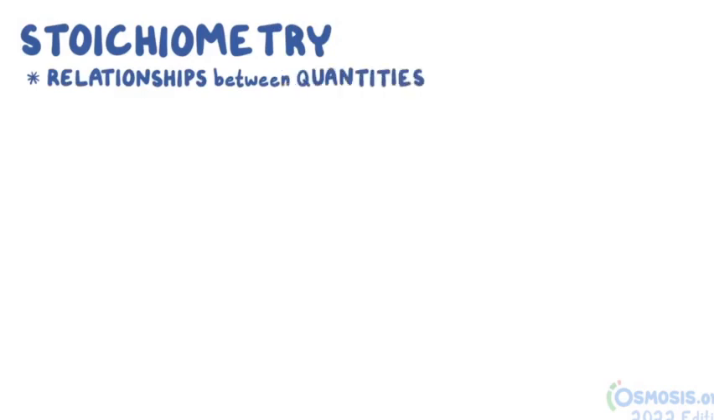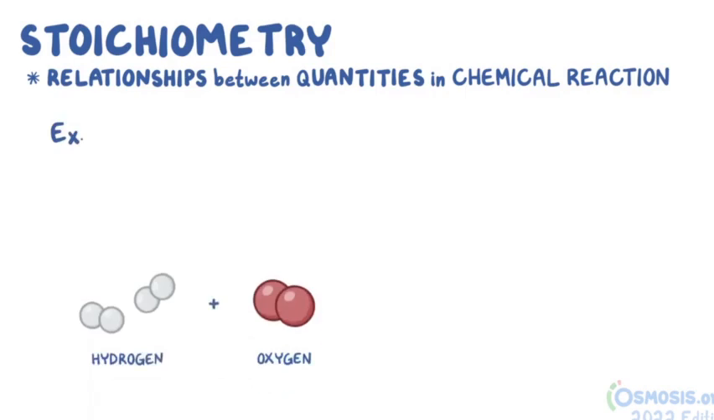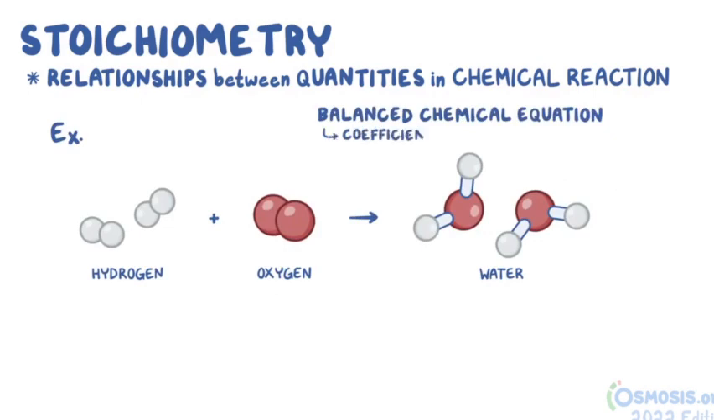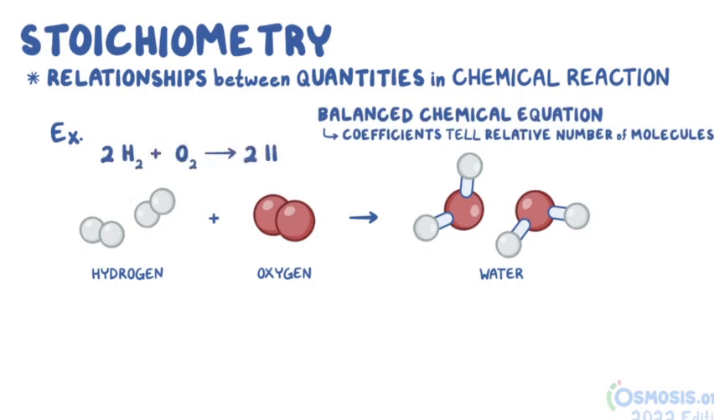Stoichiometry deals with the relationships between the quantities of reactants and products in a chemical reaction. For example, consider when hydrogen and oxygen react to form water. In a balanced chemical equation, the coefficients tell us the relative number of molecules involved. 2H2 plus O2 reacts to form 2H2O.